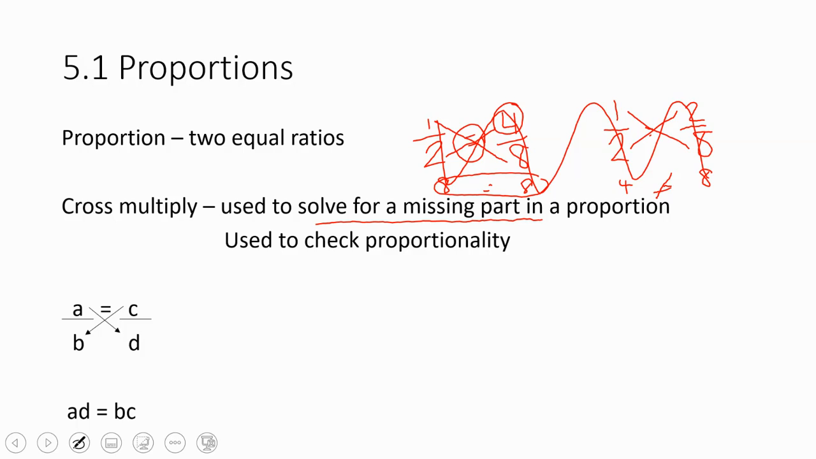So pretty much what I showed you up here, if you have A over B equals C over D, you're going to cross multiply. So you're going to do A times D and C times B. A times D is going to be equal to B times C. Okay, let's do some examples.